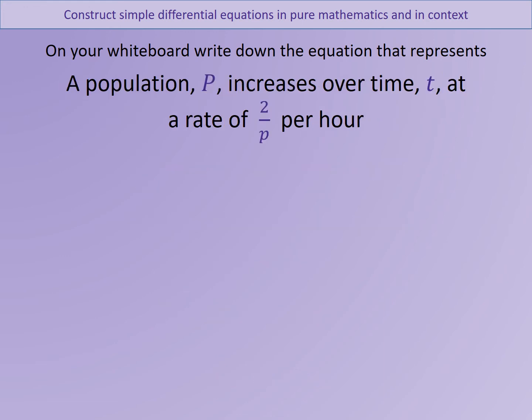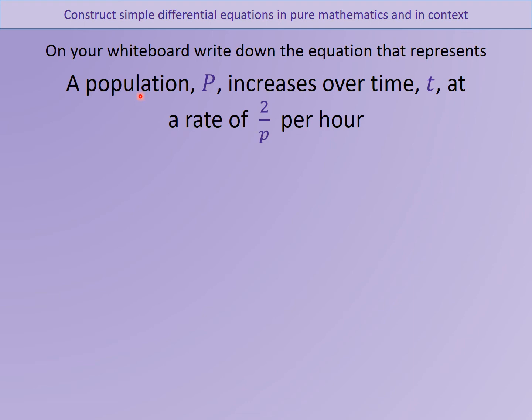Okay, so have a go at this one. Population P increases over time T at a rate of 2 over P per hour. Okay, so just pause there. Have a quick go. Right, so the key part to this one is already telling you what the rate is per hour. Notice there's no mention of the word proportional. And so because there's no mention of the word proportional, this is not a proportionality question. We don't need to see any of that proportionality sign, and we don't need to write equals k lots of something. They're literally giving you the answer.